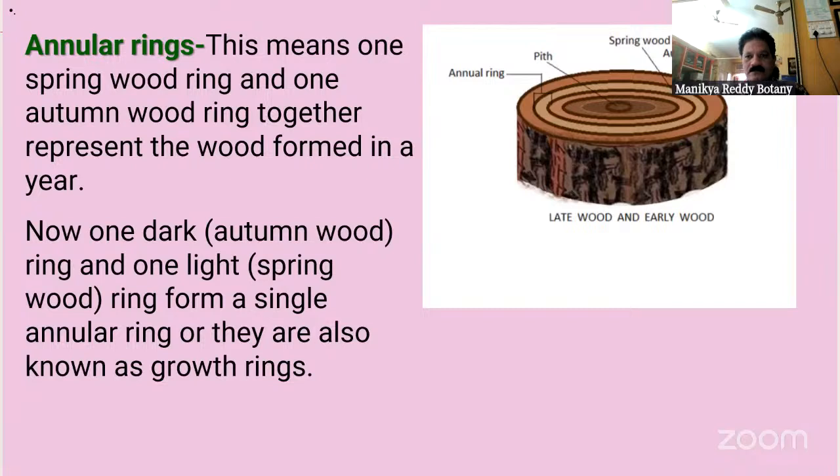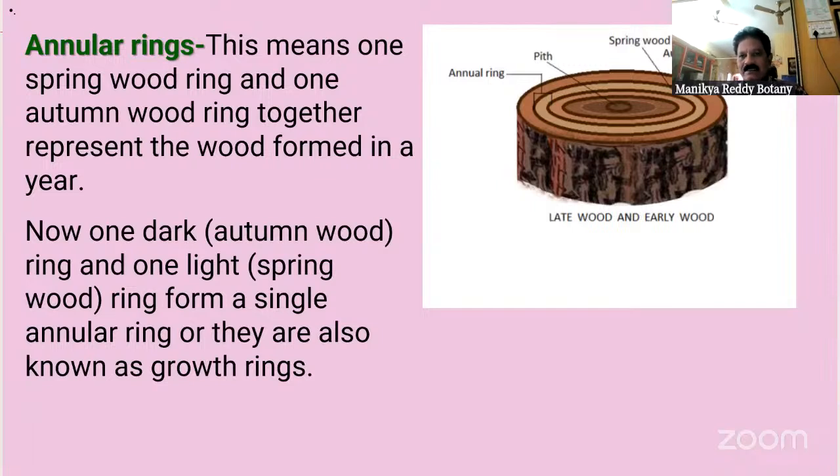Autumn wood, or late wood. This is also called late wood. Spring wood is called early wood. Autumn wood is called late wood, because in the later season this wood is formed. That's why it is called late wood. Don't get confused. Wood is nothing but secondary xylem. Generally, secondary xylem is termed as wood.